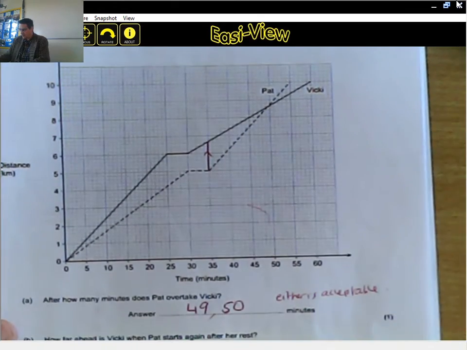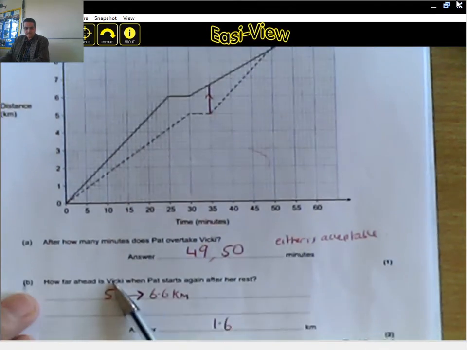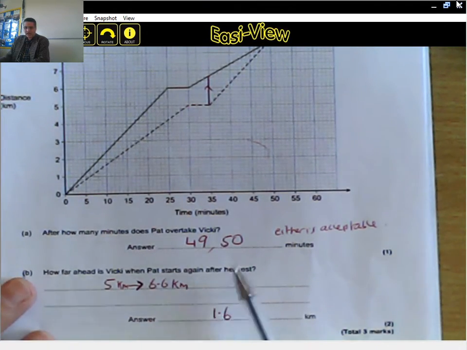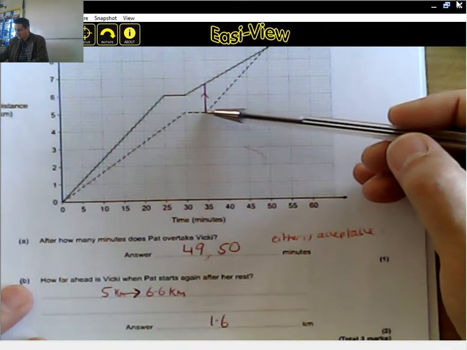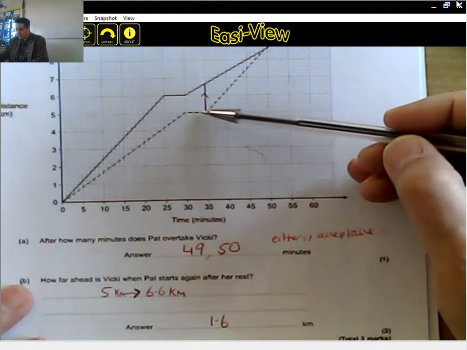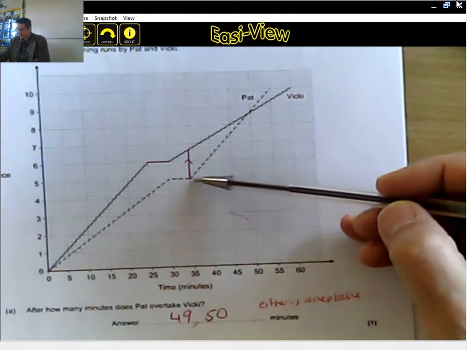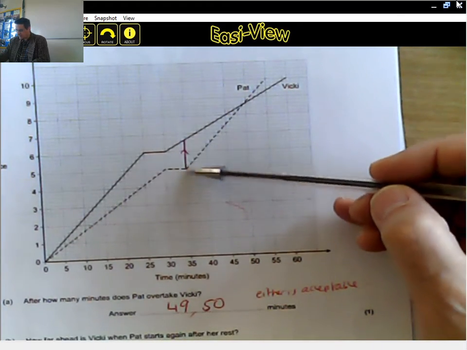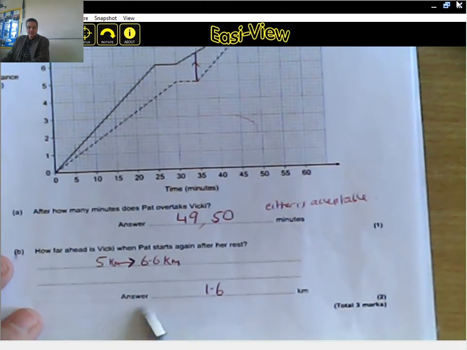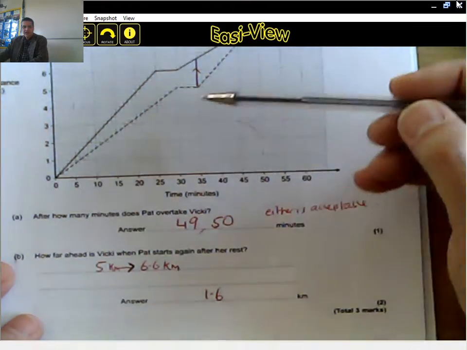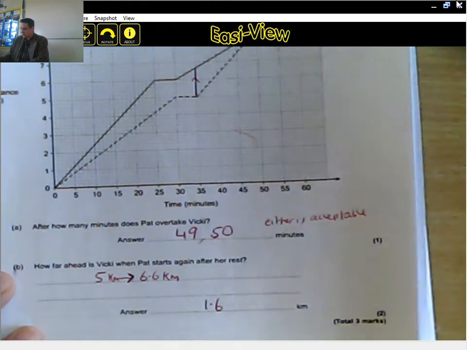Either way, it's 49. How far ahead is Vicky when Pat starts again after her rest? Well, Pat's just had a rest there. She's starting again after her rest. Track upwards, and from 5 to 6.6, there's a gap of 1.6. There's your 2 marks. And you ought to evidence your thinking on the graph itself.